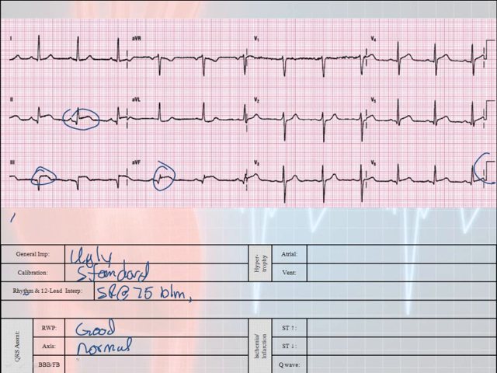Bundle branch or fascicular blocks. The QRS is not wide, so I do not have a bundle branch block. Normal axis, so I do not have a fascicular block. How about atrial enlargement? Look at leads 1 and or 2 and or 3. Look at the P wave. Do you see any peaking or humping of the P wave? And I do not.